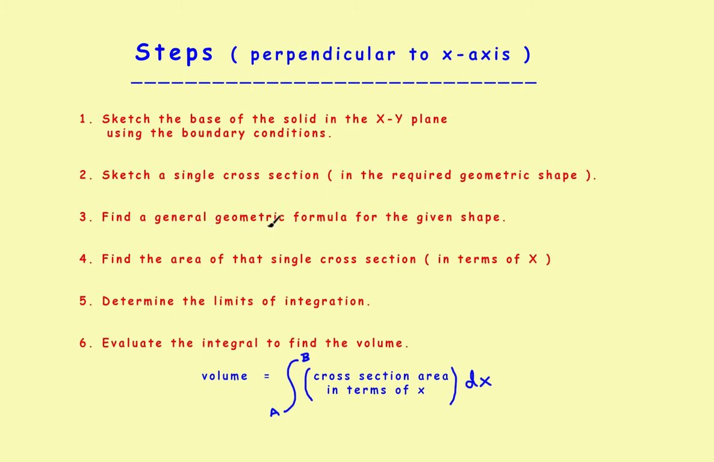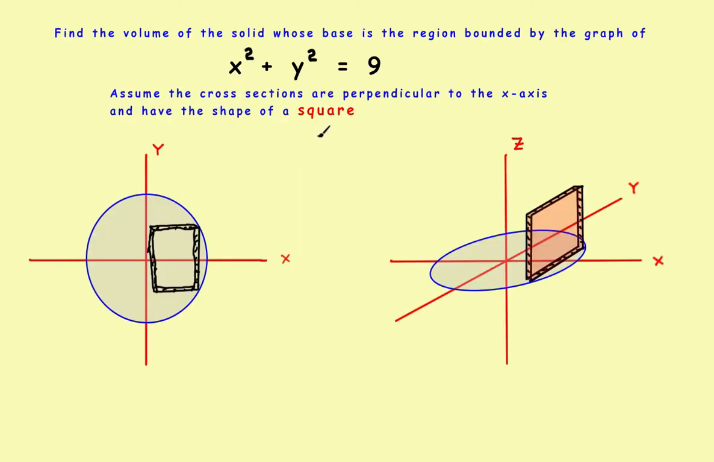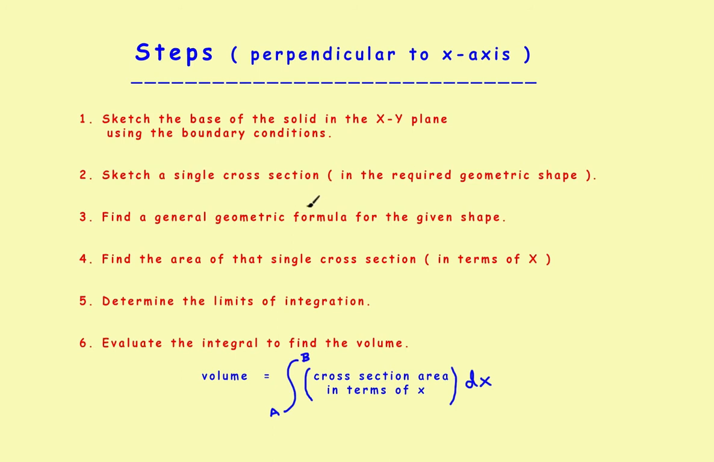First of all, you need to come up with some kind of general geometric formula for whatever shape you're given. In our case, the shape is a square, so we just need the general formula for a square. So the area of a square, in the simplest form, is simply whatever the side of the square is, squared. So there's a general formula for finding the area of the front surface of that cross section. And we'll go back to our rules again. So I've got a general formula.